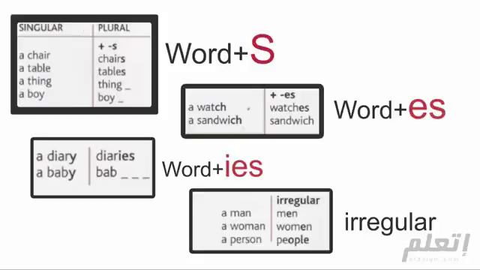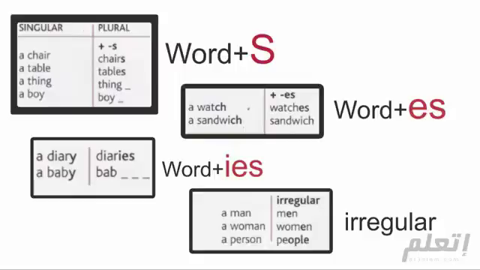But it is not always like that, because sometimes we add es in order to form the plural nouns. For example, a watch, watches. A sandwich, sandwiches.